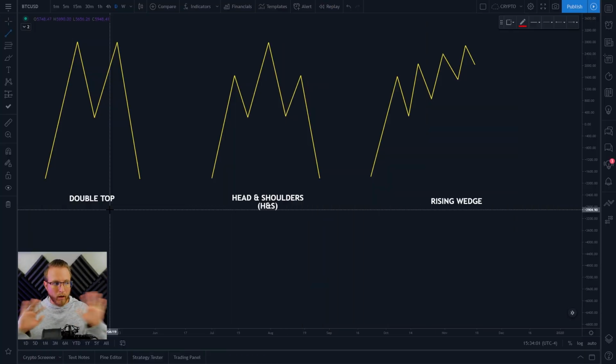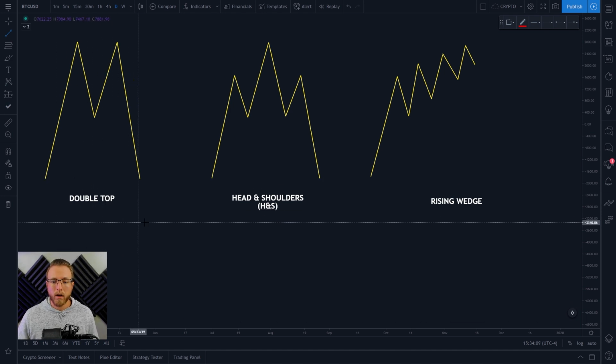Down in the bottom left of your screen here, what you see now on your screen is the patterns that we're going to be talking about today. So we have a double top, a head and shoulders, and a rising wedge. So I'm going to go over these one by one.